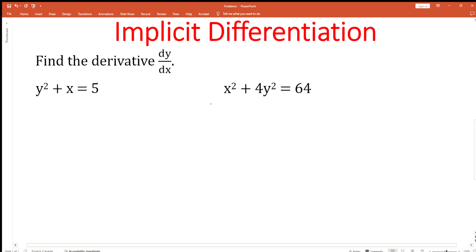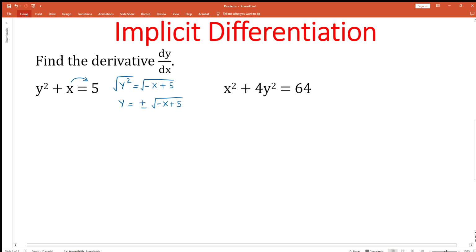If we isolate y on the left side of the equation, we have to move x to the right side of the equation. We get y squared equals negative x plus 5. Next, we have to get rid of the square on the y, so we have to apply square root to both sides. The result of that is, we get two cases, plus and minus.